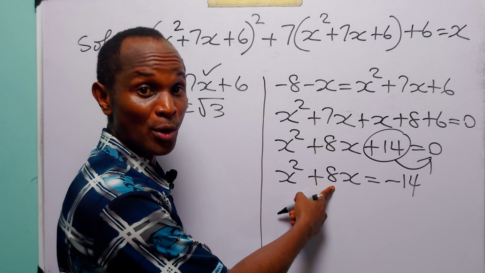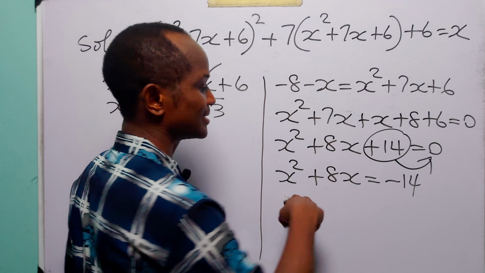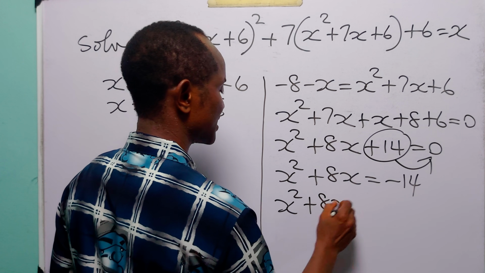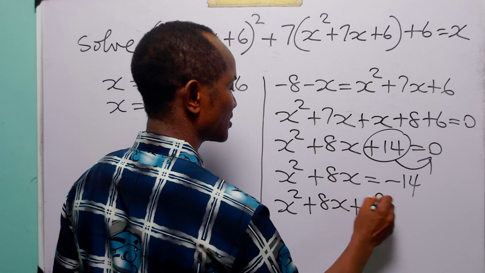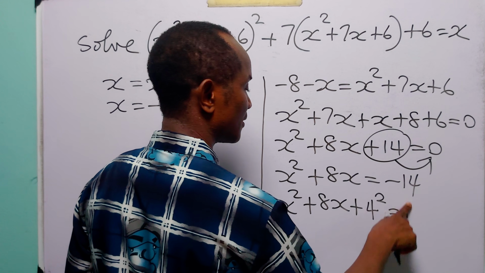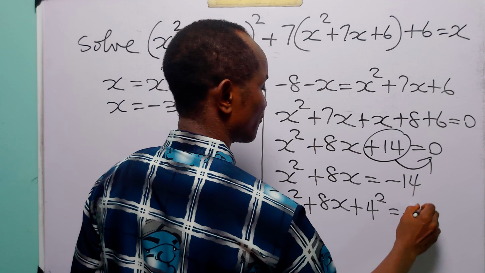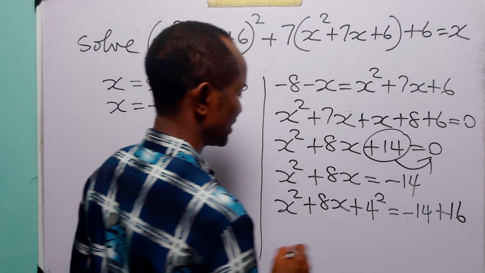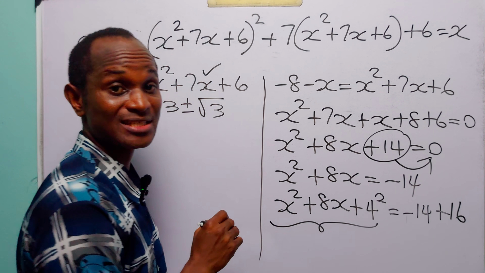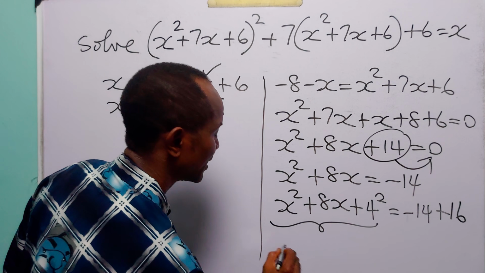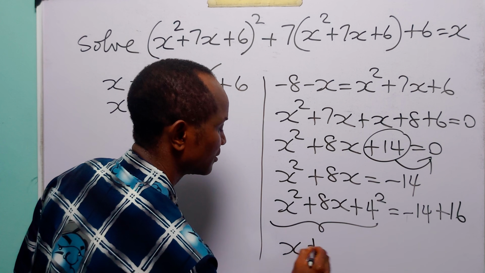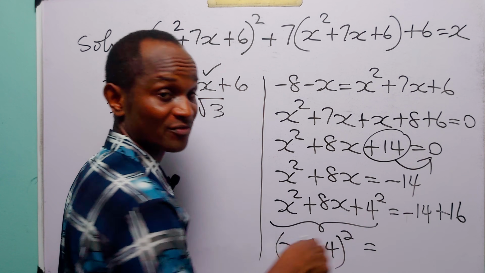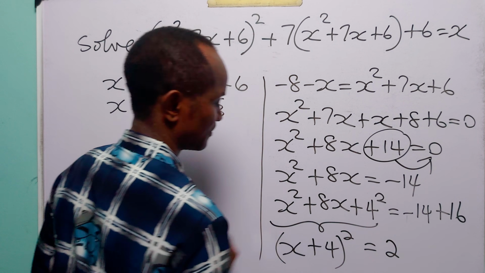We divide the coefficient of x by 2, square it, and add to both sides. We have x squared plus 8x plus 4 squared is equal to minus 14 plus 4 squared is 16. Once more, we have a perfect square on the left. So we take one x and we take one 4 and we square. And this is equal to 16 minus 14, which is 2.